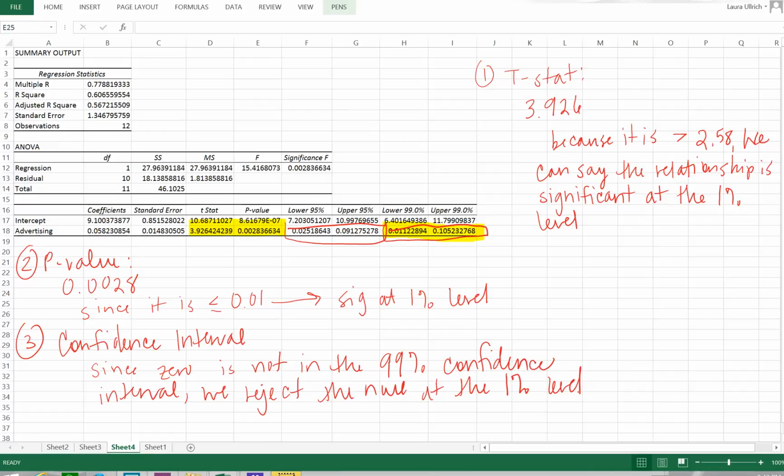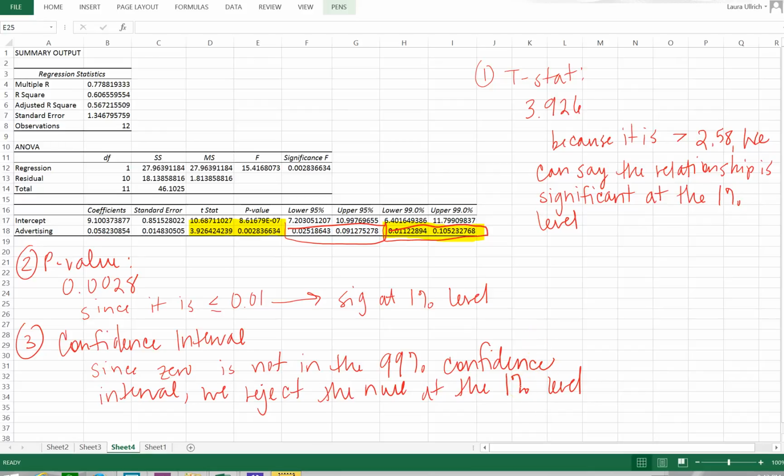You should always, always, always get consistent results across these three methods. Okay? Always. If you don't, there's something wrong. So it's always good to use more than one, in my opinion. Anyway. Okay? Alright.